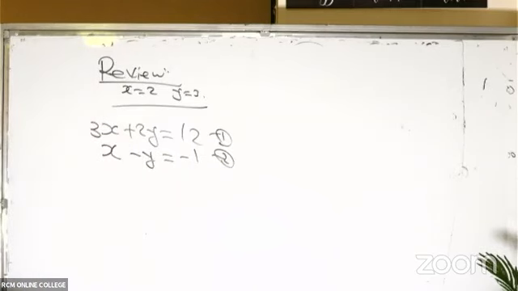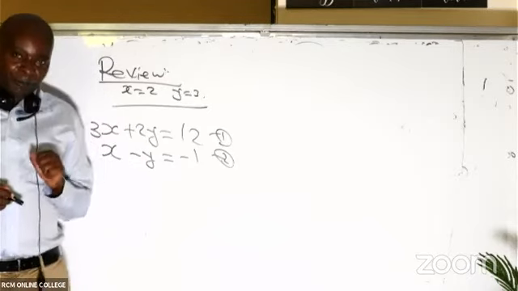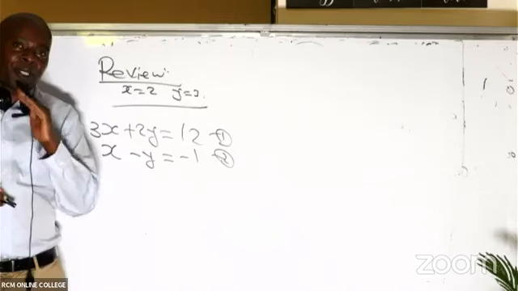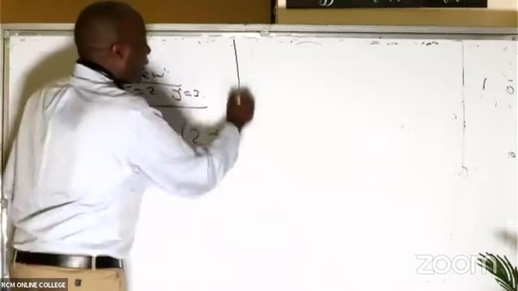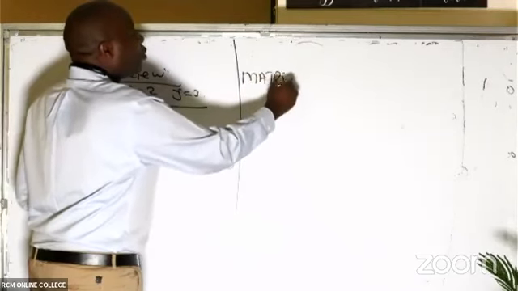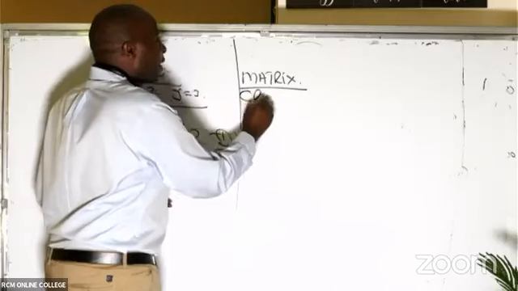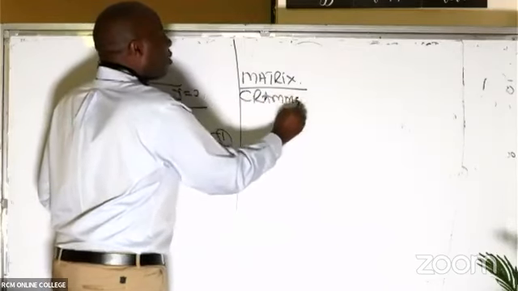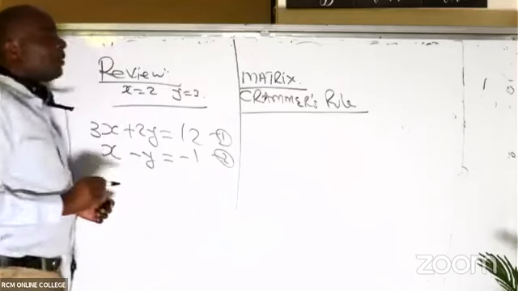And then you are required to solve for x and y, not using the elimination method. They don't want you to use the substitution method. They want you to use the matrix method, or matrices method. There are two matrices methods, but today I would want to reiterate what we did yesterday, called the Cramer's rule.